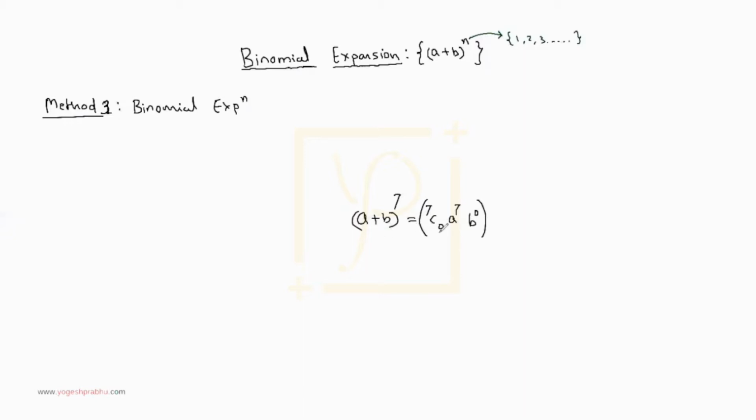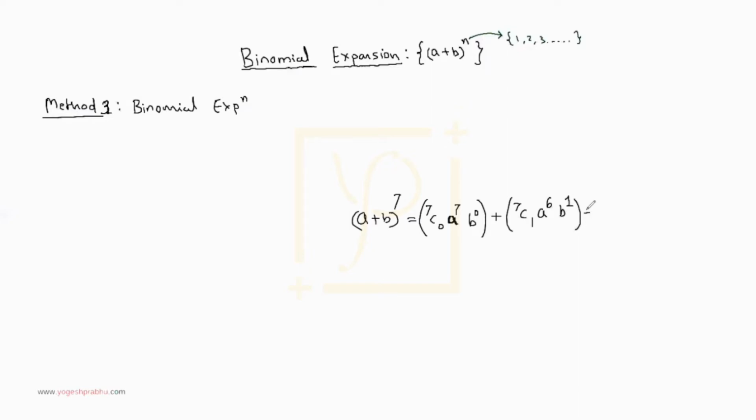Now, once you get the first term, I'm sure you can imagine the next term. After 7c0, the next term is 7c1. Then you have to reduce the power of a. Do you remember? If you have a raised to 7, you reduce the power, it will become a raised to 6. And now b raised to 0. For b, you will increase the power, so b raised to 0 will become b raised to 1.